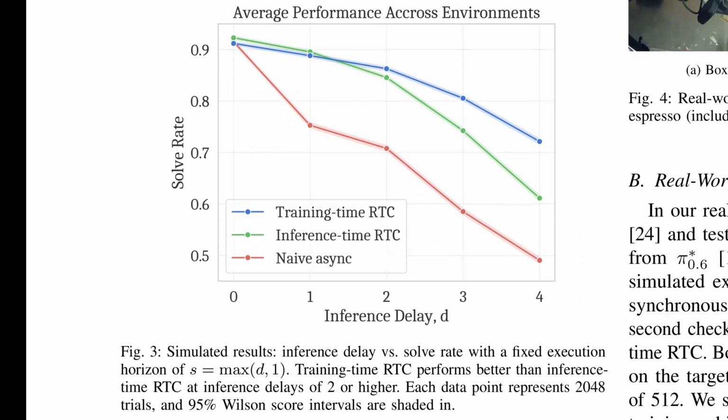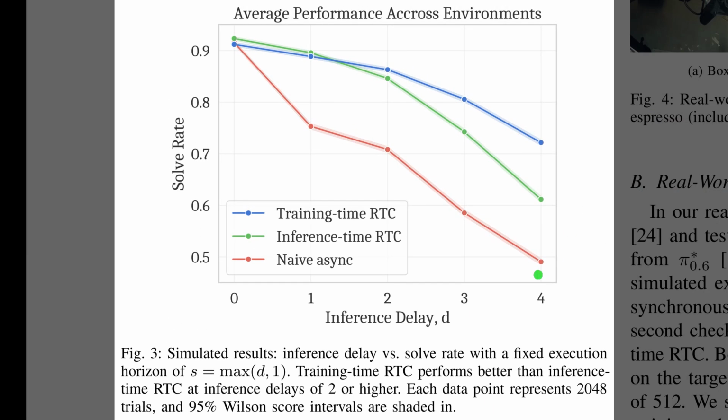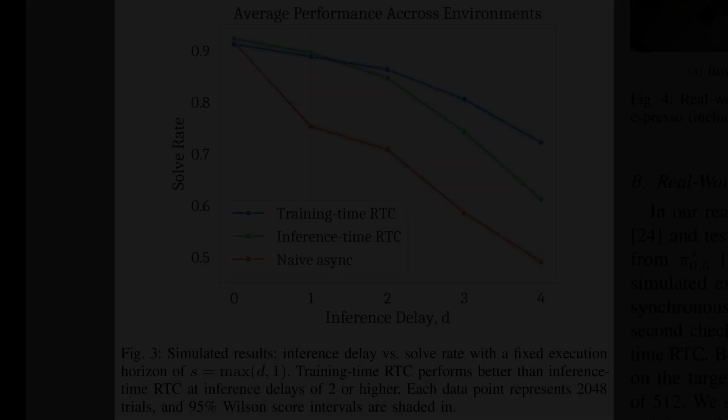Well, the previous images showed what the robot does. Figure 3 shows how often it actually succeeds as latency grows. The vertical axis reports solve rate, and the horizontal axis shows inference delay in time steps. The blue curve for training time real-time chunking stays highest, especially once delay reaches 2 or more. The green curve for inference time real-time chunking drops faster, and the red naive async baseline collapses most sharply, which highlights how crucial action conditioning really is under slow inference.